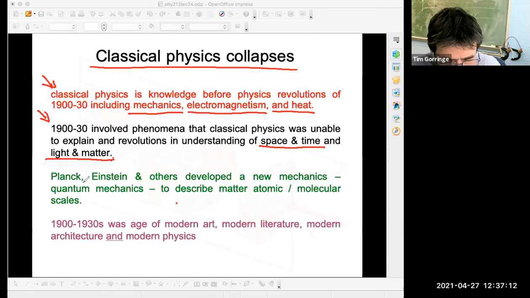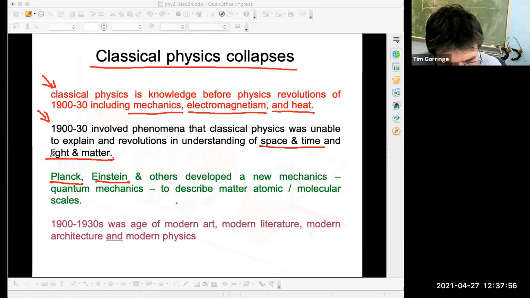The people that we're going to meet over the next few classes are Planck. We'll meet Planck today. I mean, obviously not actually meet him, he's dead. We'll meet Einstein today. Again, not actually meet him, he's dead. And others. We're going to meet others over the next few days. And these were the physicists that developed the new physics, what we call quantum physics, or quantum mechanics, that was needed to describe the world of the very small, the microscopic world of molecules and atoms and subatomic particles.